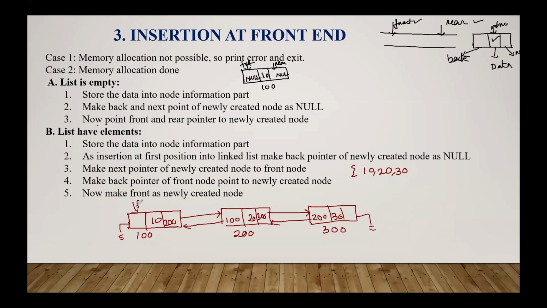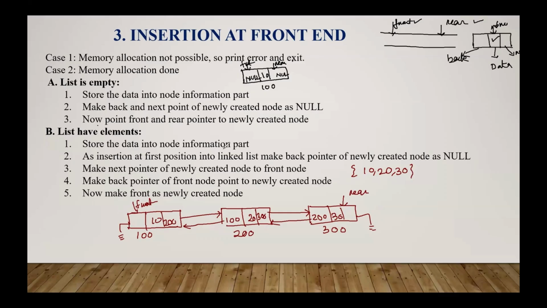Now this is the front pointer. This is our rear pointer. This is the representation of a double linked list for the queue elements 10, 20, 30. Now what is our objective? Insert at the front end. So at the front end we have to insert.